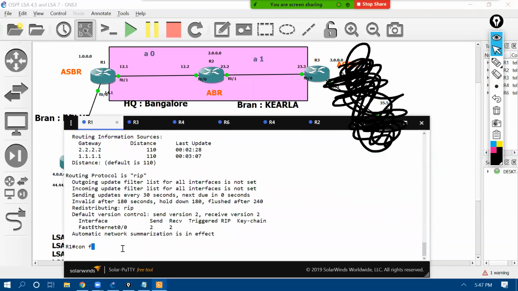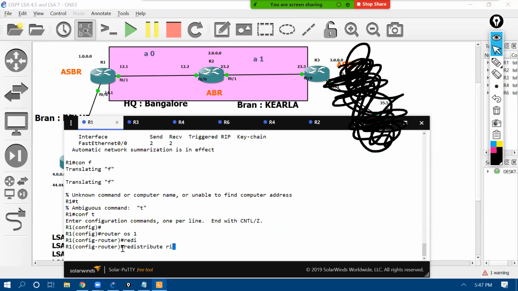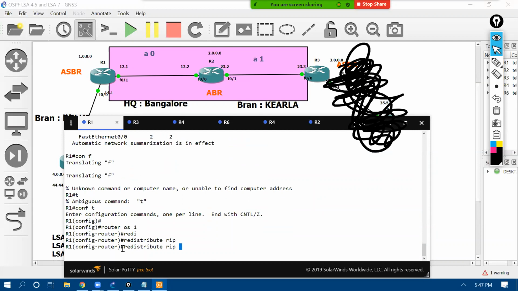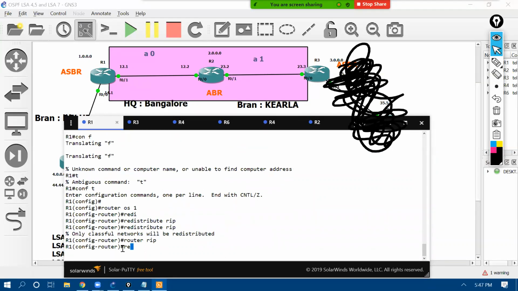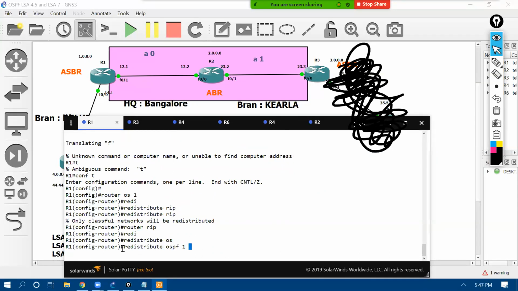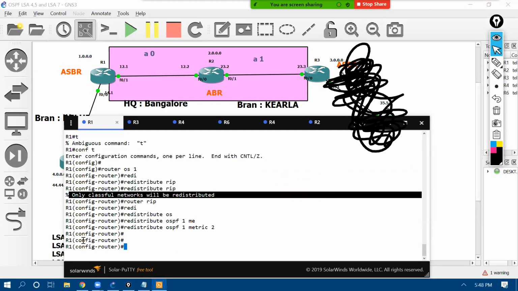How can we do that? Router OSPF 1, redistribute the RIP protocol. And router RIP, redistribute OSPF 1, metric will be 2. So the message is saying that only the classful network will be redistributed. If you need to redistribute the classless, then you have to use the subnets keyword, right? But right now, no need to use this one because I already have a classful network.